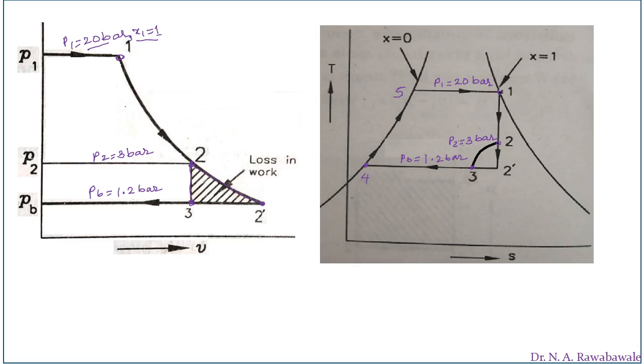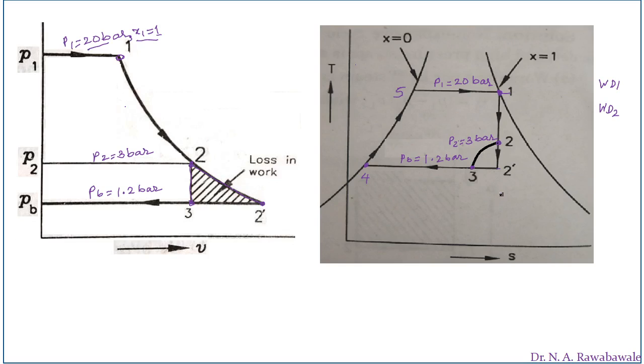Here the work is done from point 1 to 2 in the case of the modified Rankine cycle. If it is not modified, then work is done from point 1 to 2 dash. Here we will have two works, work done 1 and work done 2. Work done 1 means the work done in the actual Rankine cycle from 1 to 2 dash, and work done 2 means the work done in the modified Rankine cycle.